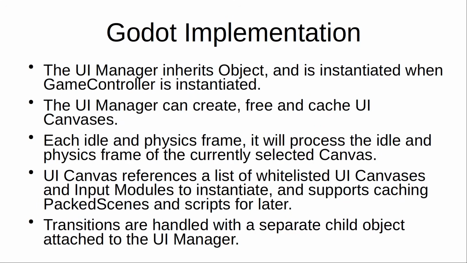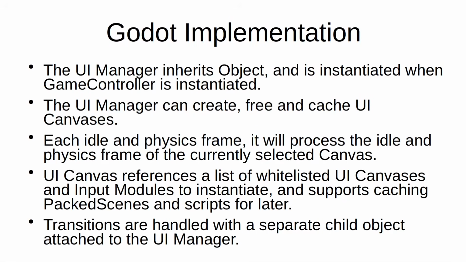Basically, the currently selected canvas will have its idle and physics functions called each frame, so that they can be processed. And this is not the same, by the way, as process and physics. We will go over that later in the input section. But they're different because you're actually passing the input state that you received at the beginning of the frame. So when these things are processed, they're just processing the input state that is passed to them.